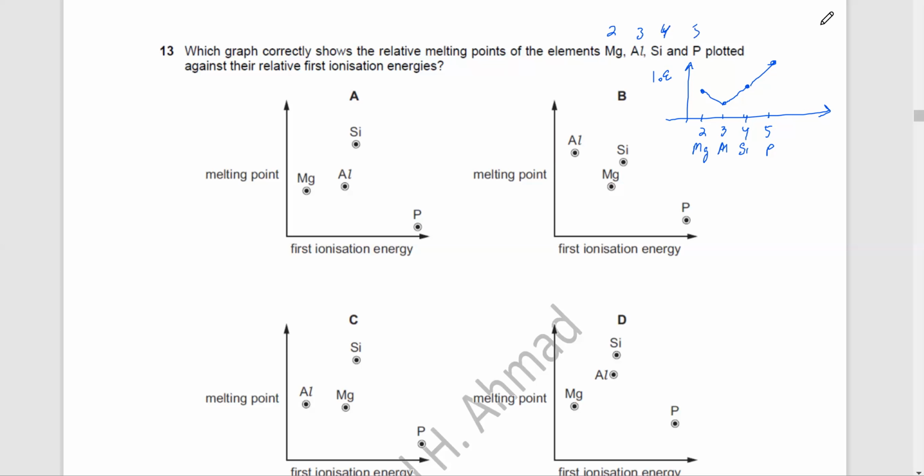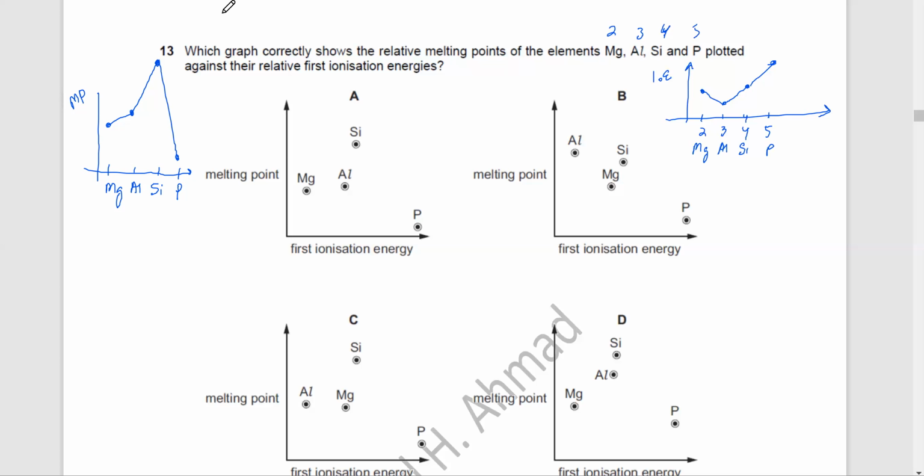And since you haven't studied melting points, I'm going to give you the graph of the melting points as well. So you have Mg, Al, Si, and phosphorus. So Mg is metallic. Al is also metallic. Silicon is giant covalent, so it has this huge melting point. And you have phosphorus, which has really low melting points. So this is the sketch of the melting points. TK, you haven't done this. This is inorganic chemistry. But I've given you the sketch.